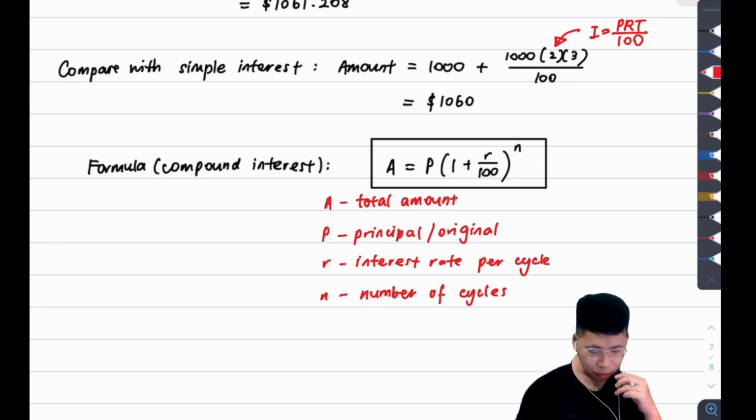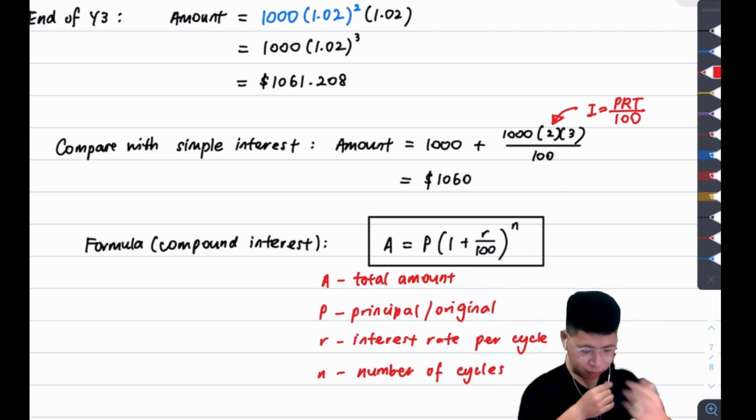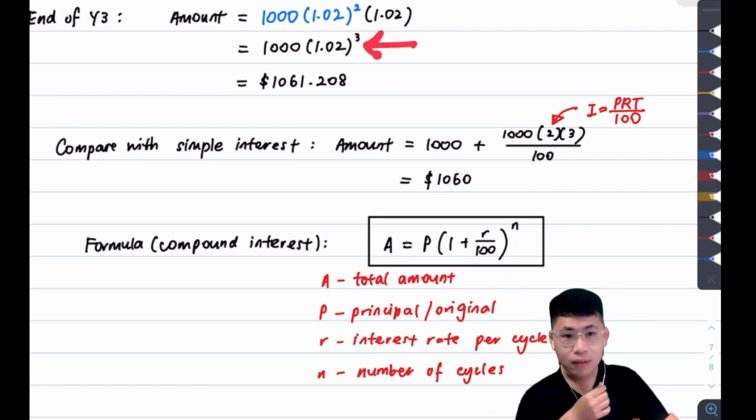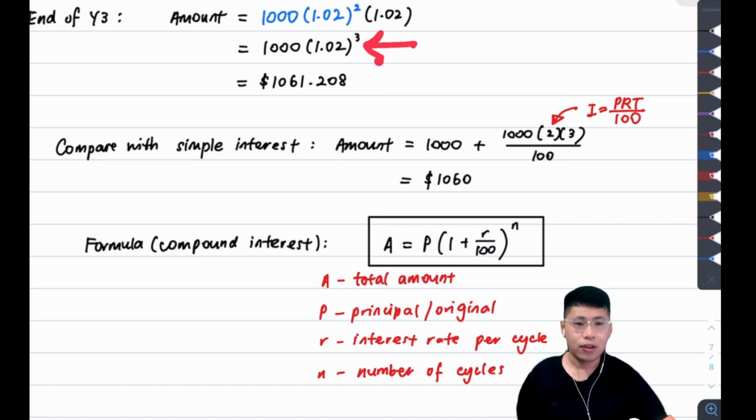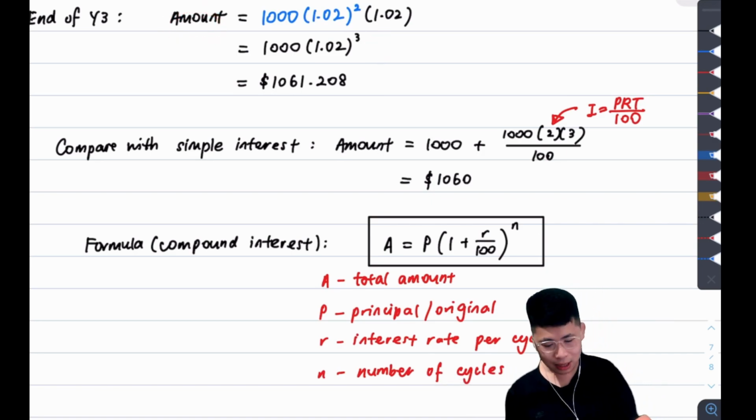If you want to compare with the one above, you can see that we are looking for the total amount. P would be the original sum that we've input, which is the $1,000 that we invested.